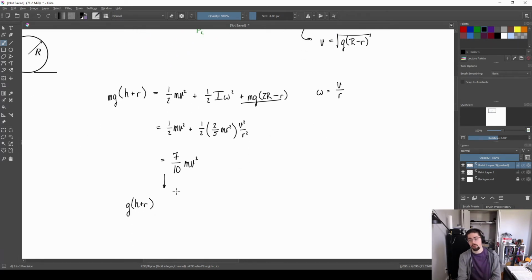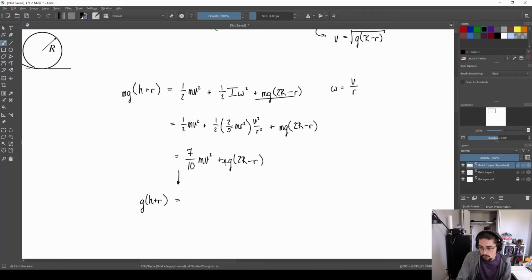So let's keep going with this. If this were to carry down, I don't do anything with it here, right? This is still just kind of floating along, doing its own thing. Then here, this is where I'm going to have this additional g times 2r minus r. Whoops, mg. Haven't canceled out the m's quite yet. Now I've got 7/10 mv squared. V squared, just kidding, v squared because we've canceled out the m's, plus g(2r minus r).